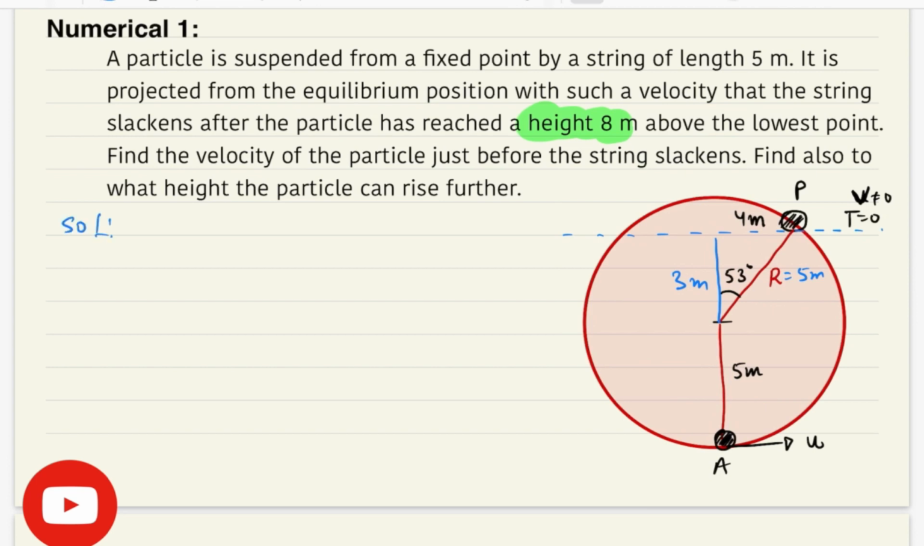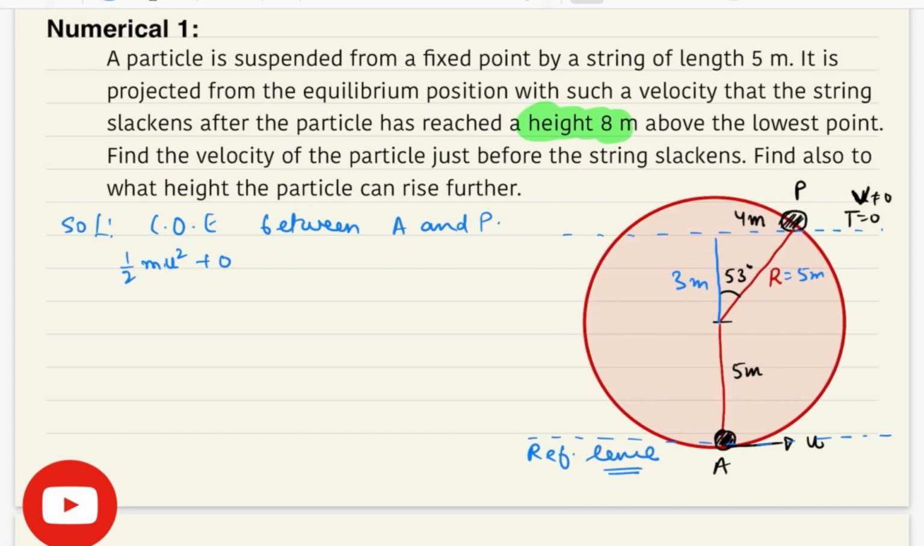Solution: conservation of energy between point A and P. So at point A, the kinetic energy is 1 by 2 m u square and the potential energy is 0 because I am considering this as the reference level. So at the reference level, the potential energy is 0, equals to, at point P, the kinetic energy 1 by 2 m v square plus the potential energy mgh. What's the value of h? It becomes 8 meter. Okay, this is a very simple equation.